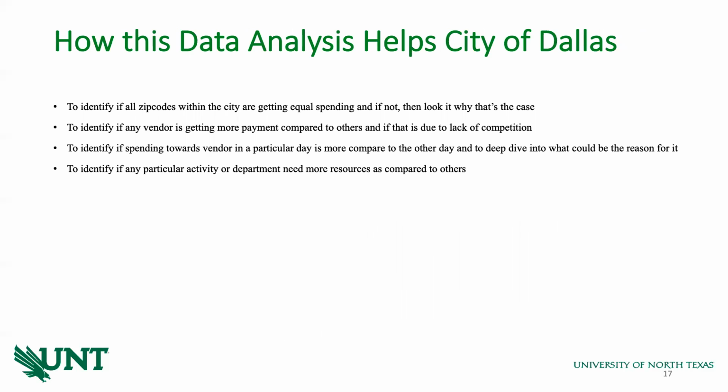So after we do all this data analysis, let's think about how this data analysis can help City of Dallas. One of the ways it can help City of Dallas is it helps identify all the zip codes within the city and see if any zip code is getting any special treatment as compared to others. So this can help in decision making. Likewise, it can help identify if any vendor is getting more payment compared to others. Then we can do a deep dive and see if that's due to lack of competition or other factors, or if it's because the vendor is really good and deserves the amount of spending we do for that particular vendor.